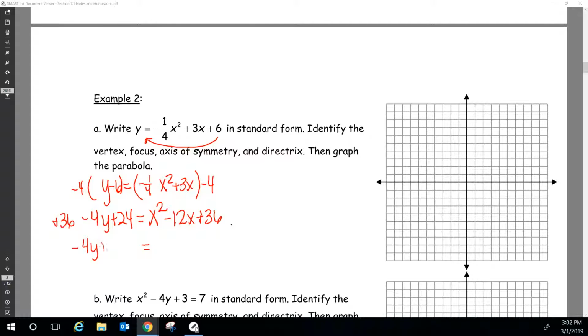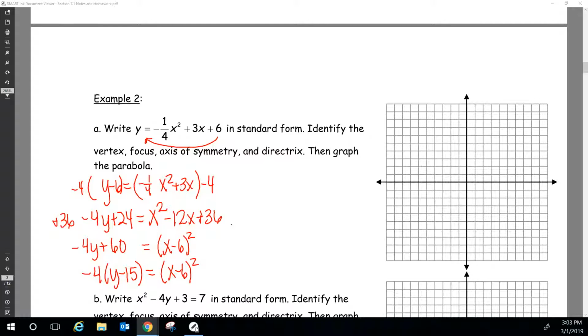Oh, I'm parenthesis happy today. 36 plus 24, let's see, 4 plus 6 is 10, so that's 3 plus 1 is 4 plus 2 is 60. Check my math there, but I think that's right. On the right-hand side, I'm looking for two numbers that multiply to 36, subtract to negative 12, and that would be x minus 6 squared. And then we want to factor out this negative 4 as well, so that we can get it into standard form. If I take out the negative 4, I get y minus 15. And then x minus 6.